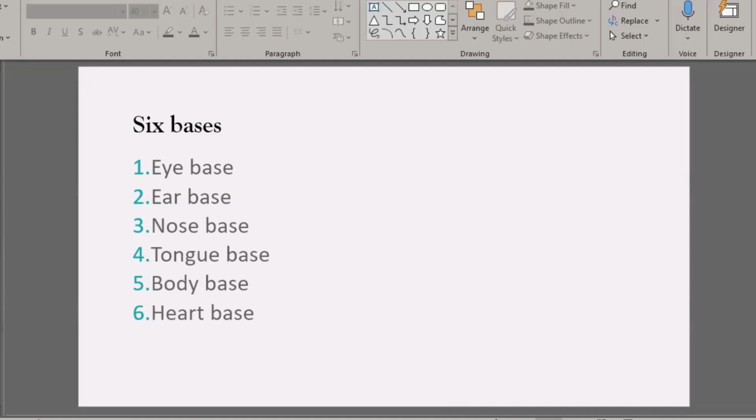As we know, we have 6 bases. We have already discussed them in previous lessons. Eye base, ear base, nose base, tongue base, body base, heart base. Among these 6 bases, 5 are completely the same as the first 5 doors. I think you can remember eye door, ear door, nose door, tongue door, and body door. The 6th one is mind door. In the doors section it is mind door, here the 6th one would be heart base.